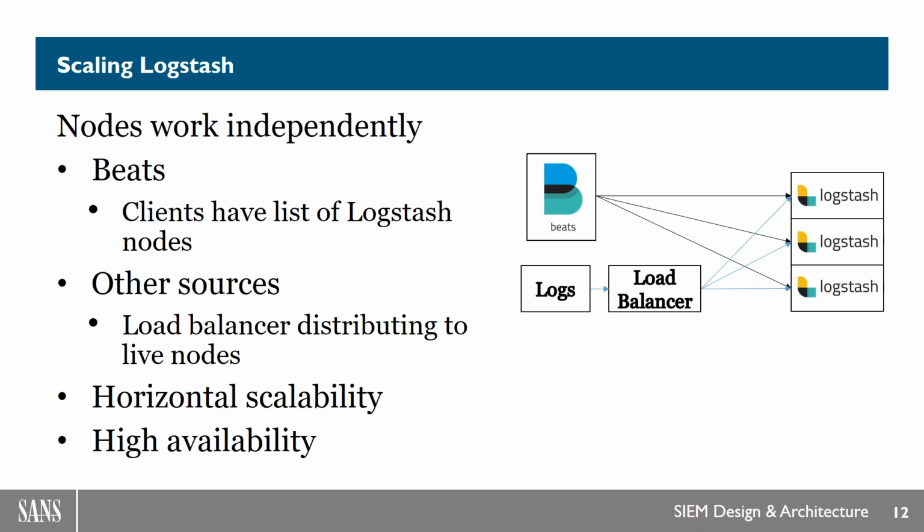And if it sees one goes out, it can stop talking to that one and distribute the things like that. Also, if you have log sources that are not aware of doing this, you can use a load balancer to make sure your logs are sent in a distributed way that will allow you to ingest everything safely and not drop anything.